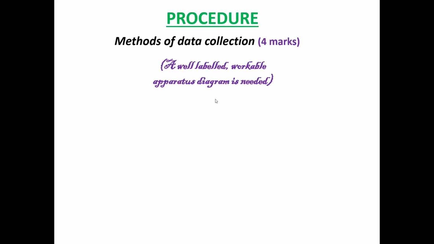Now let's move forward. The second part of the next title is procedure. This is called method of data collection. I have shared a PDF containing very good worked out paper 5 questions, someone's work, but amazing work, very good work. Now here, the examiner wants a well labeled workable apparatus diagram. They emphasize workable.